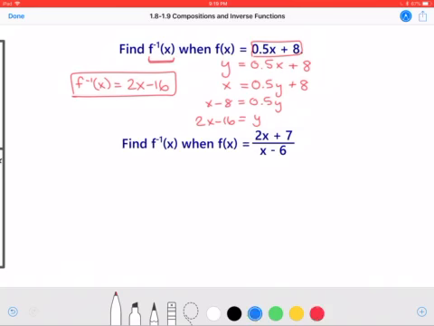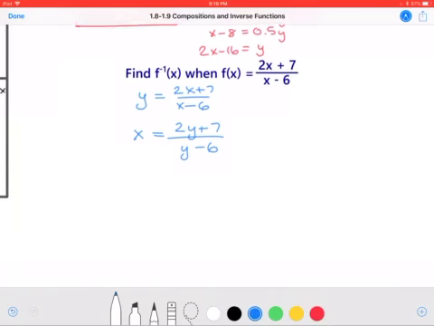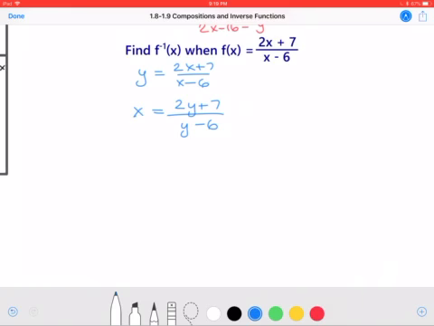This one looks a little more complicated. Let's see if we can get this one. So y equals 2x plus 7 over x minus 6. I'm going to switch the x and the y. Seriously though, this is scary. All right, now we have to solve for y. Okay, I don't do fractions well, so I think I'm going to multiply both sides by y minus 6 so I can stop dealing with fractions. I'm going to distribute that x, even though it seems like a bad idea. I happen to have done a problem like this before, and I know that it'll work out.